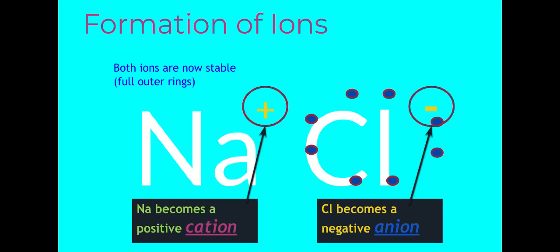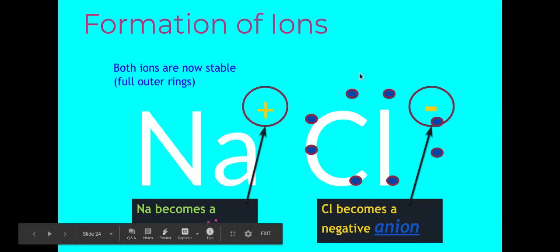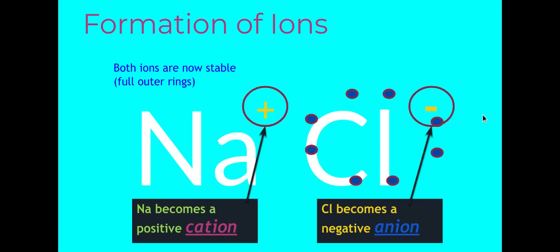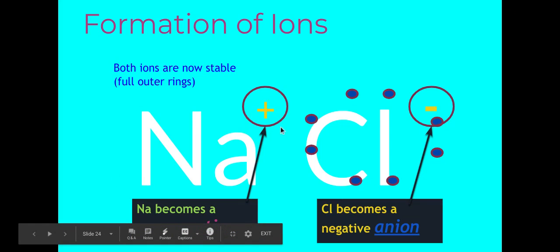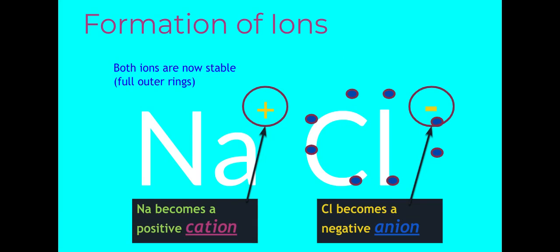Now, both ions have a full outer ring, which makes them stable. Oh, my electrons are kind of thrown off on that. Oops. Those electrons should be right around that chlorine item still, or ion. So over here, sodium is now positive, and down at the bottom, sodium becomes a positive cation. And then over here we have chlorine, or chloride. When you have an anion, you actually drop the ending and add IDE at the end. So chlorine becomes a negative anion, or chloride.